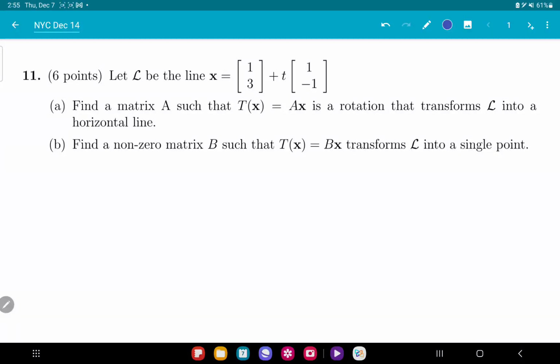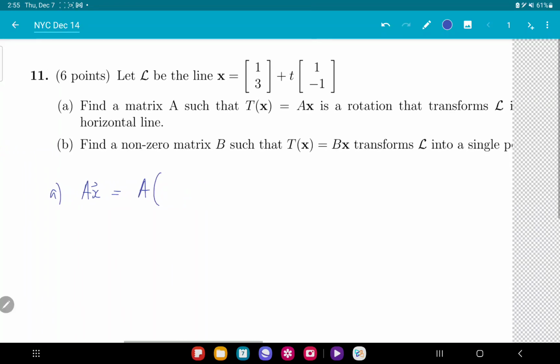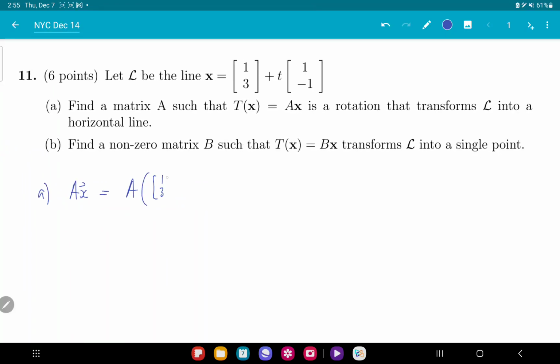Okay, so here, looking for a rotation that does something special. In both parts, but part A, we'll look at what happens when I go A times X. That's what my transformation does. So I want A times X to be something specific. So X is the line here. So I get A times 1, 3. Then I get T times A, 1, negative 1.